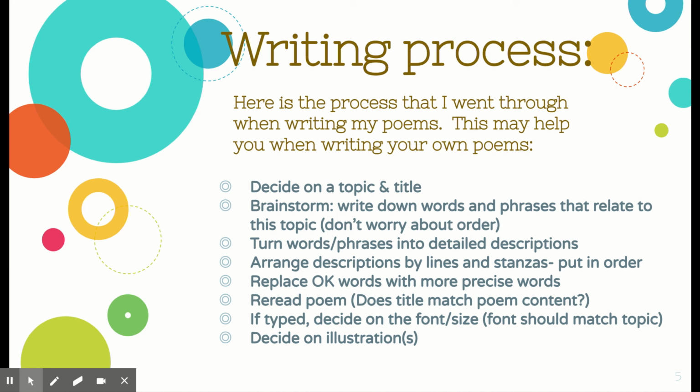Then you're going to turn those words or phrases into detailed descriptions. Then you're going to arrange those by lines and stanzas in an order that makes sense to you. Then go back and replace okay words with more precise words. Reread your poem. Does the poem match the title, match the content? If you type it, decide on the font and size, right? Because that visual representation is going to be reflected. Your font should kind of match your topic. If it's a fun, playful topic, you want to have a fun, playful font. And then decide on your illustration.